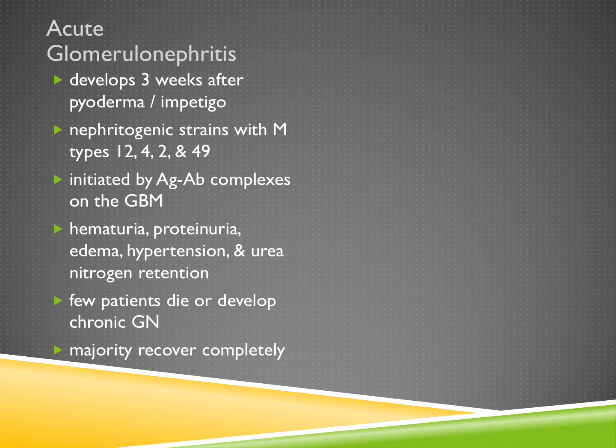Acute glomerulonephritis develops 3 weeks after pyoderma or impetigo. It is associated with nephrogenic strains with M types 12, 4, 2, and 49. This is initiated by antigen antibody complexes on the glomerular basement membrane of the kidney, and the patient will exhibit hematuria, proteinuria, edema, hypertension, and urea nitrogen retention. Few patients die or develop chronic glomerulonephritis, and the majority will recover completely.